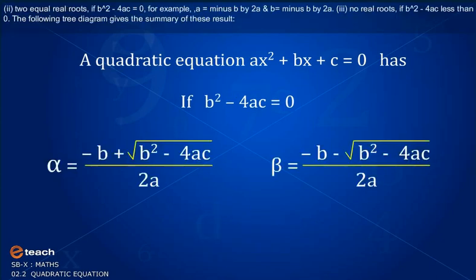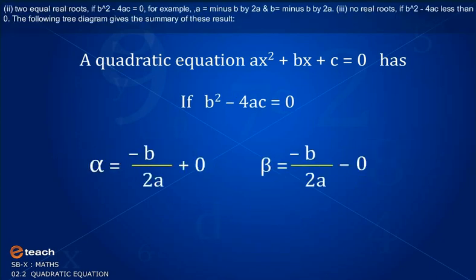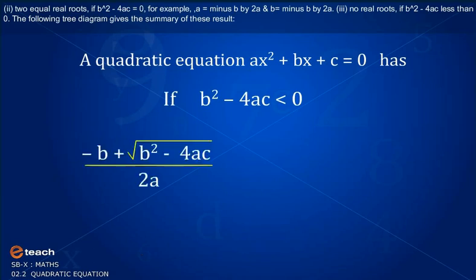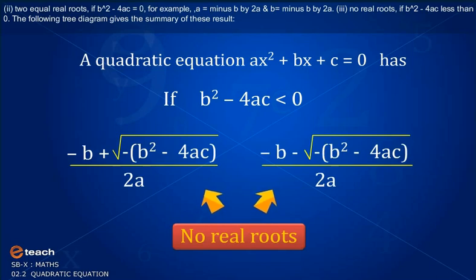2. Two equal real roots if b square minus 4ac is equal to 0. For example, alpha is equal to minus b by 2a and beta is equal to minus b by 2a. 3. No real roots if b square minus 4ac less than 0. The following tree diagram gives the summary of these results.